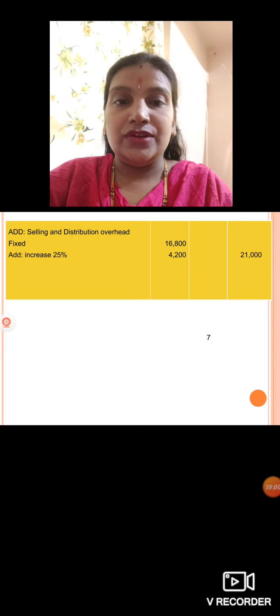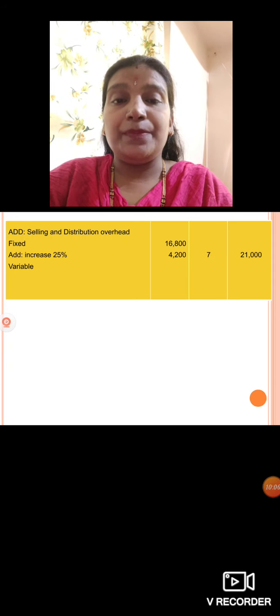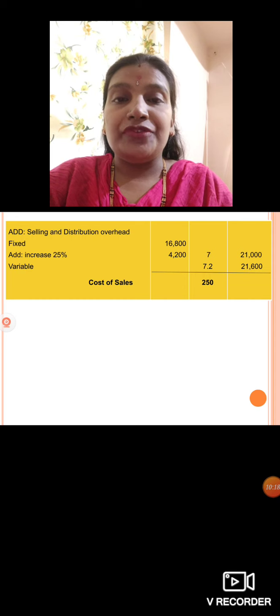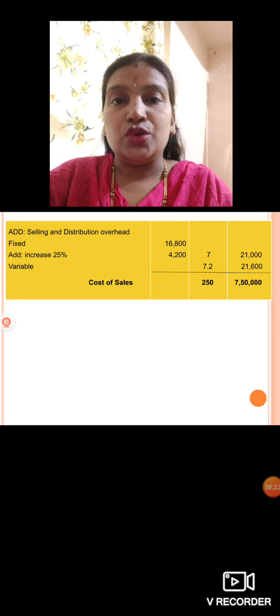You will get it as 7 rupees. Okay. The next we have variable overhead. Per unit, how much do we have for variable overhead? 7.2. 7.2 into 3000, you will get 21,600. So how much will we get as the cost of sales here? It is 250 per unit, and you will get 7,50,000 total cost. Okay, I hope you are clear with this.